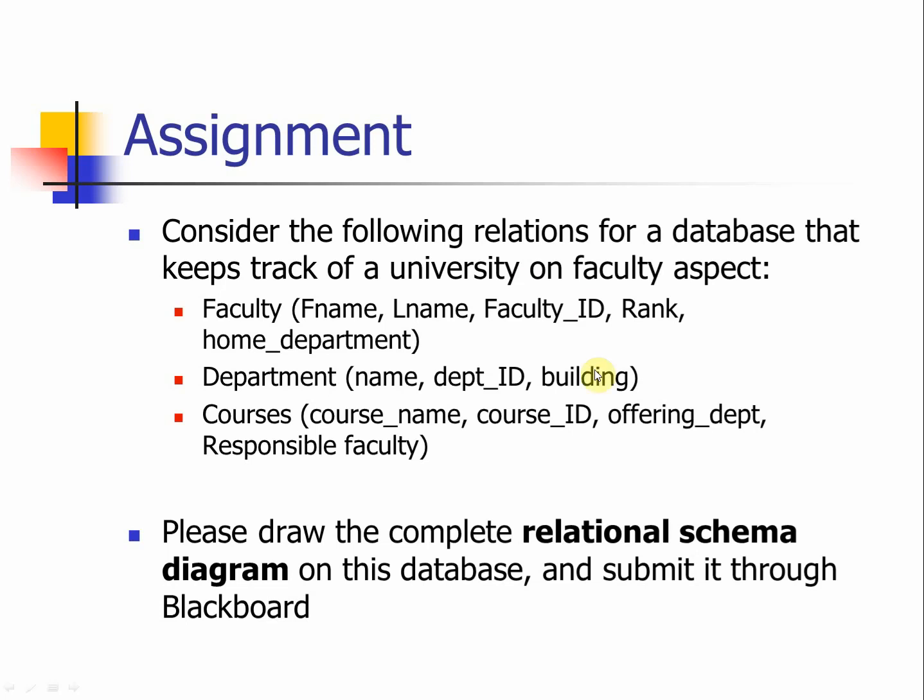Based on the information, you need to think about which attribute is referencing what attribute. And again, a foreign key concept indicating a table's foreign key references another table's primary key. That is the key thing to think about when you draw the foreign key. So I want you to draw the complete relational schema diagram of this database and submit this through the Blackboard.